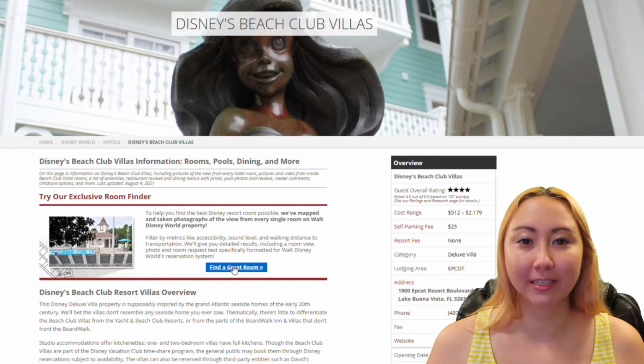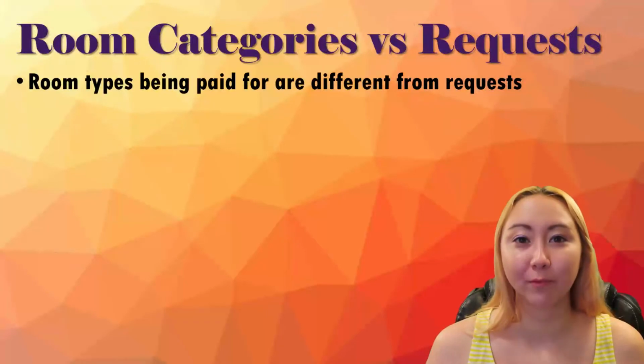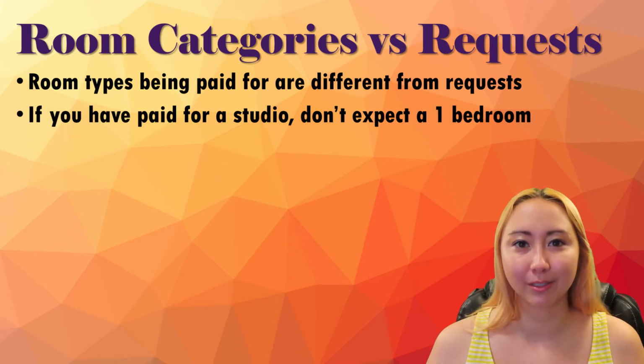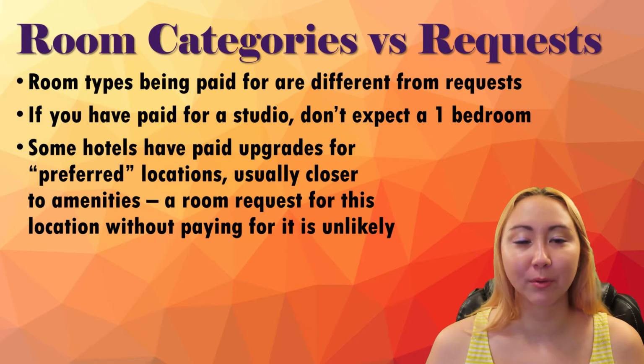Do note there are pretty big differences between room types you're actually paying for versus room requests. For example, if I've booked a studio villa, I can't reasonably request a 1-bedroom villa and expect that to be taken into account. Similarly, if you're paying for a standard room, you can't reasonably request a preferred room, as that is a paid category at most of the hotels. This is just something to keep in mind when you're considering room requests. Be sure to stay within the category of what you've actually paid for.